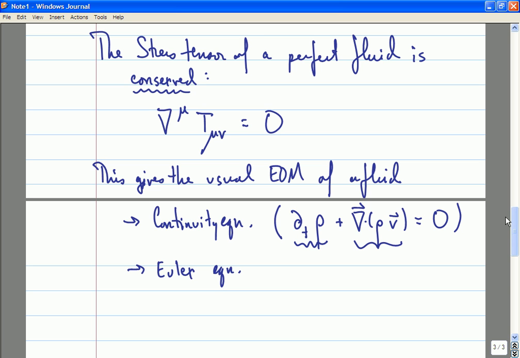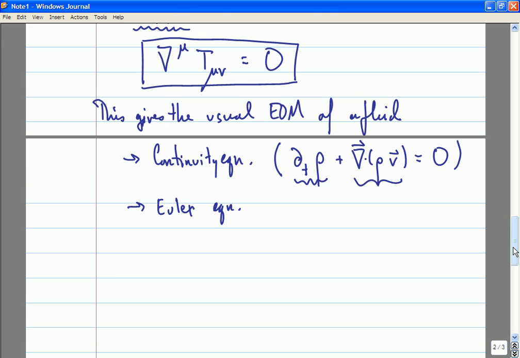Okay. So, given everything that we have said about the stress tensor, it's now, I think, time to ask what is the correct equation of motion of general relativity when you have sources present.